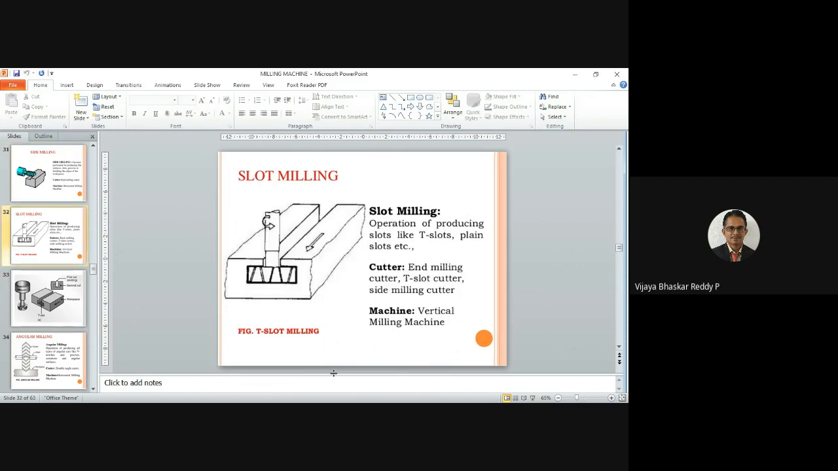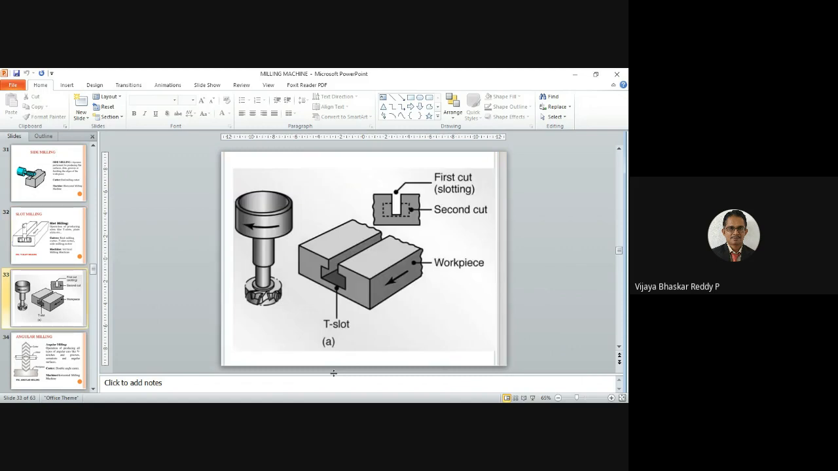Okay. And when you want to generate slots, operations for producing T slots or plain slots, the end cutters or T slot cutters are used. The basic machine that we are using is the vertical milling machine, right? So we can call it T slot cutting, and there are T-shaped end cutters. In the same way, we are going to use the vertical milling machine.